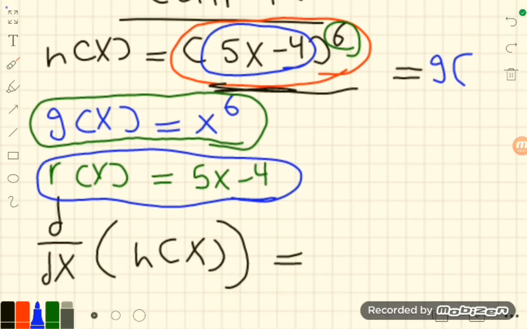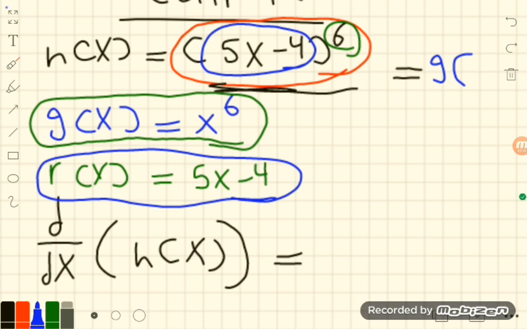h of x is equal to g of r of x, because I put g of x and say that x is equal to x. g of x equals x to the 6th power. What if I replace each x in g of x with 5x minus 4? That's true, because then h of x is equal to 5x minus 4 raised to the 6th power.